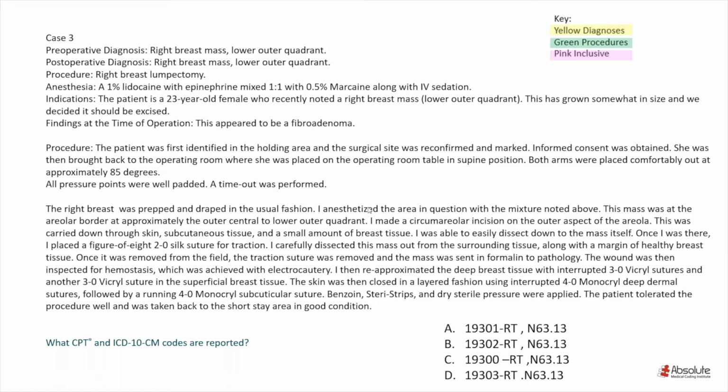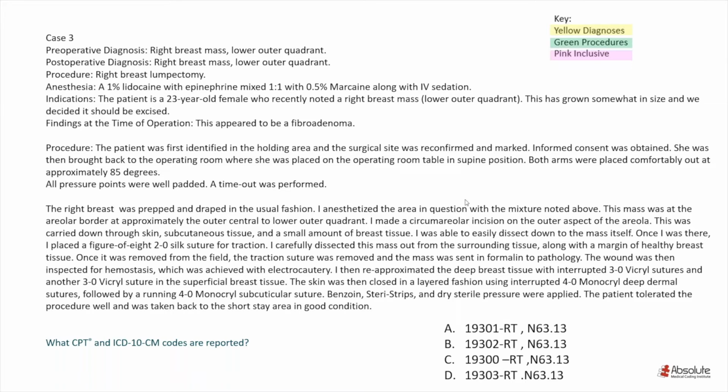I made a circumareolar incision on the outer aspect of the areola. This was carried down through the skin, subcutaneous tissue, and a small amount of breast tissue. I was able to easily dissect down to the mass itself. Once I was there, I placed a figure of 8 2-0 silk stitches for traction. I carefully dissected this mass out from the surrounding tissue, along with a margin of healthy breast tissue. Once it was removed from the field, the traction suture was removed and the mass was sent in formalin to pathology. The wound was then inspected for hemostasis, which was achieved with electrocautery.